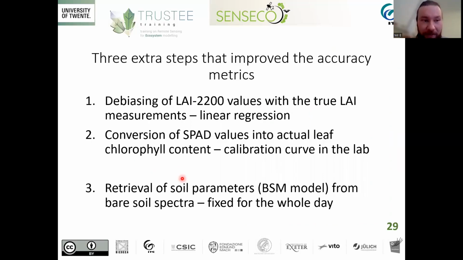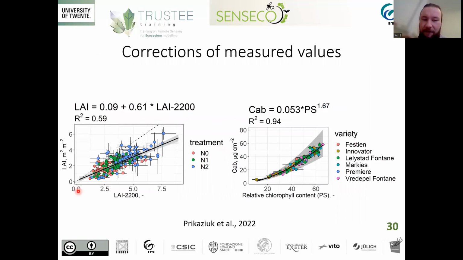And in the further steps, we debiased LAI, and we converted SPAD into actual leaf chlorophyll content, because none of those measurements, neither LAI-2000 measures true LAI nor SPAD measures true chlorophyll, has to be corrected. And we retrieved soil parameters from the bare soil spectrum. It was fixed for one day. These were the corrections.